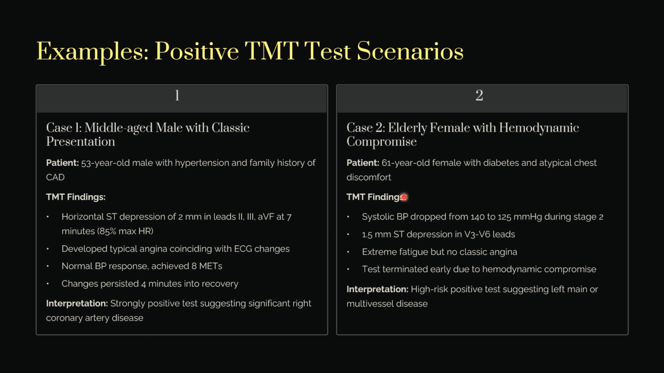Next, elderly female with hemodynamic compromise. It is a 61-year-old female with diabetes and atypical chest discomfort, and the findings are like this, and the interpretation will be high risk positive test suggesting left main or multivessel disease. So in this way, the positive TMT test can be interpreted.